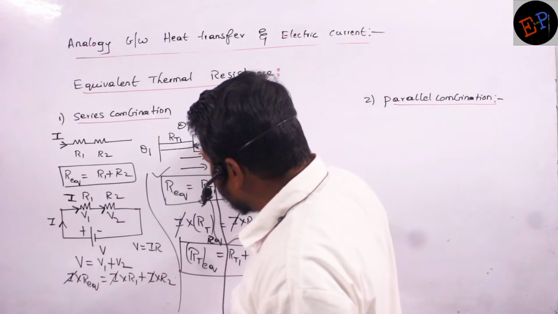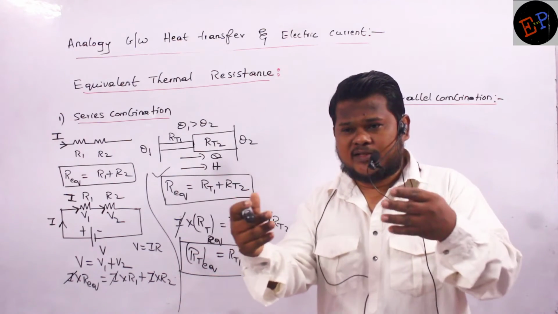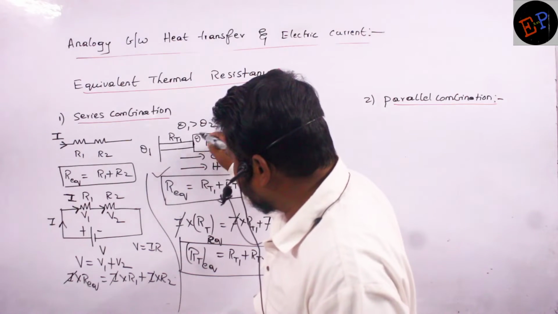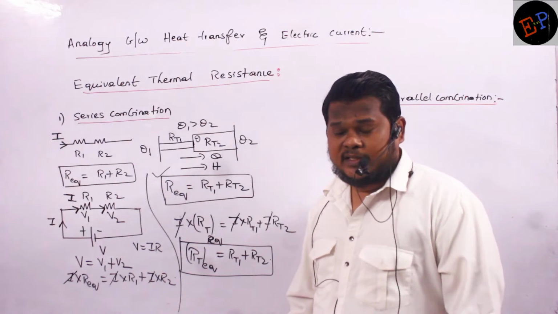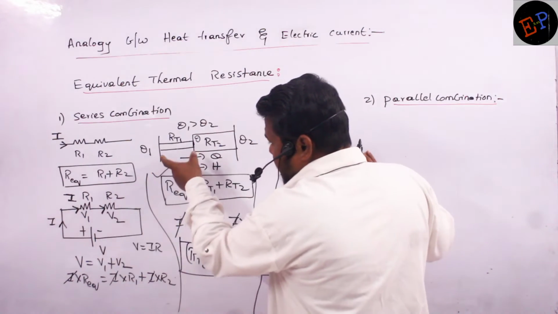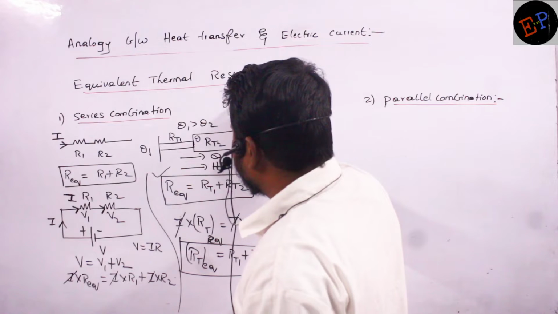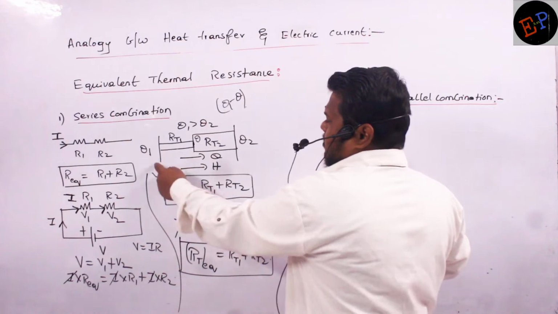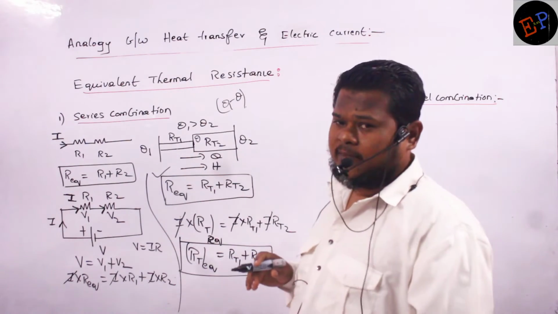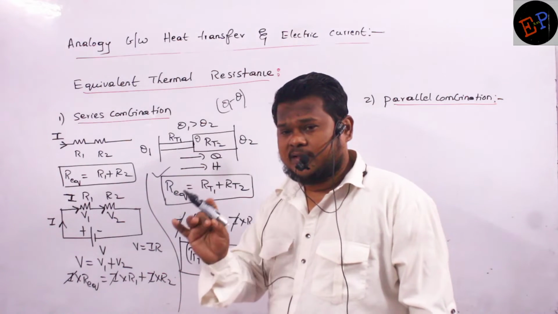And the temperature of the junction will be different, no? Junction means the point where these two rods are meeting with each other. Let that temperature be theta. Okay? The temperature of the junction is theta. Then the potential difference across the first resistor was V1, no? Similarly, what is the temperature difference across the first rod? Theta 1 minus theta. So this is the temperature difference across the first rod, and this is comparable with potential difference. Potential difference in electric current is comparable with temperature difference in heat current.